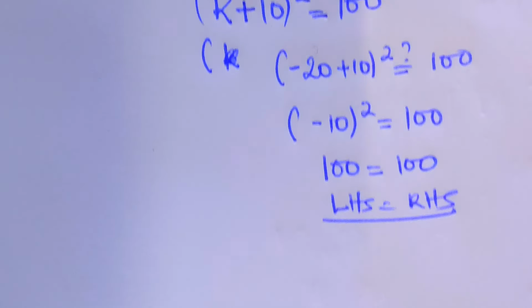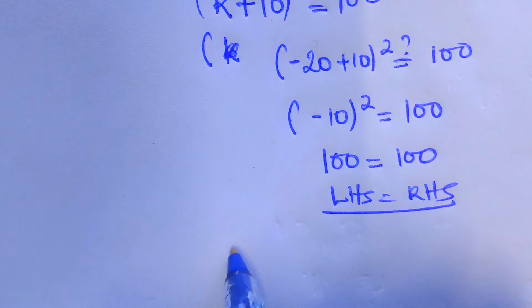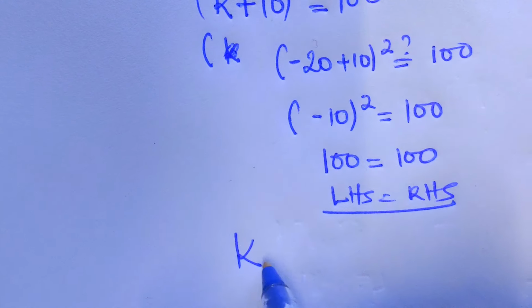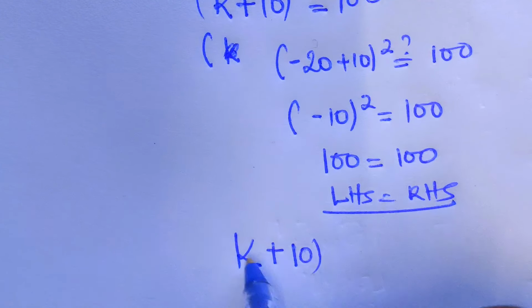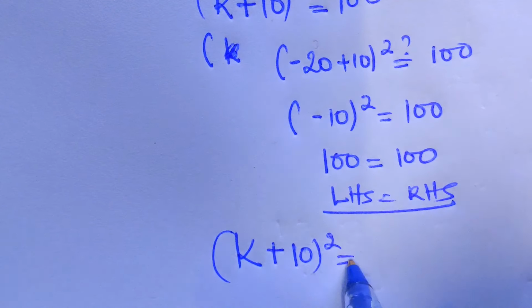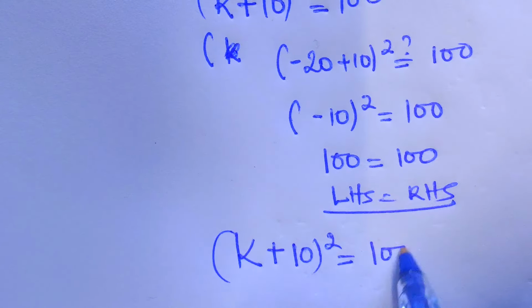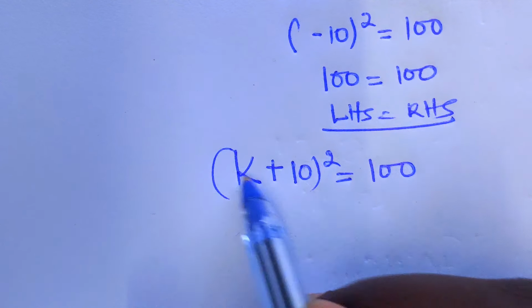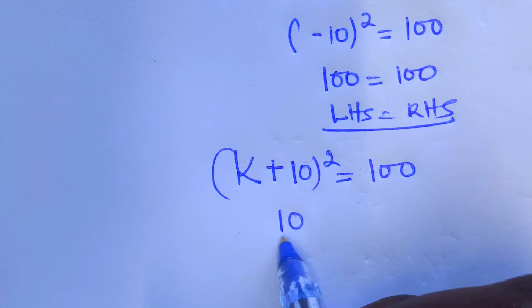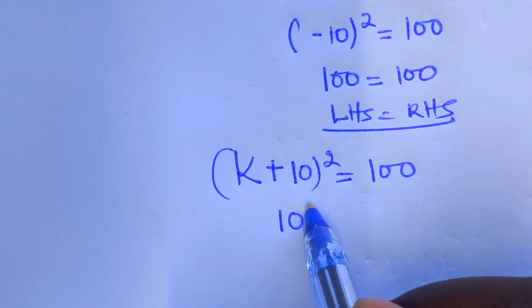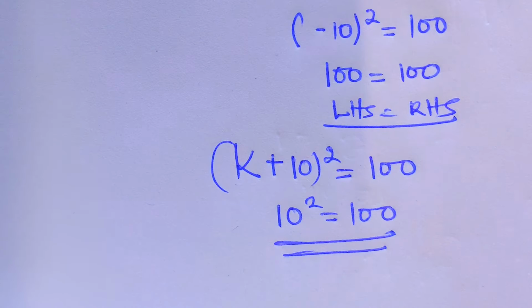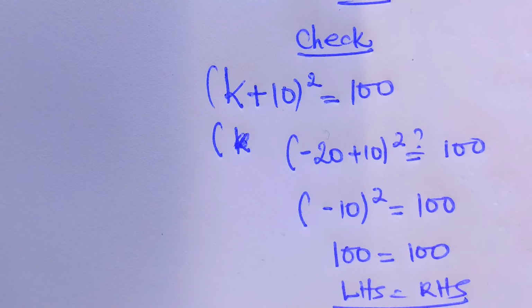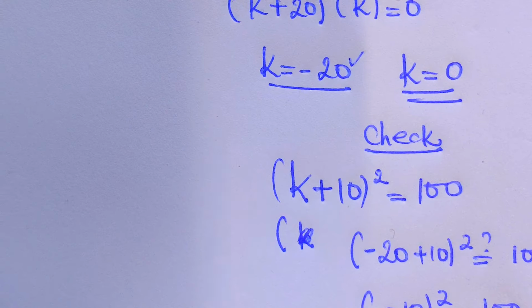Okay, by checking here, we have k = 0, (0 + 10)² equal to 100, and this is 0, to get 0 + 10 equals 10², equal to 100. Okay, so that another answer is correct right here.